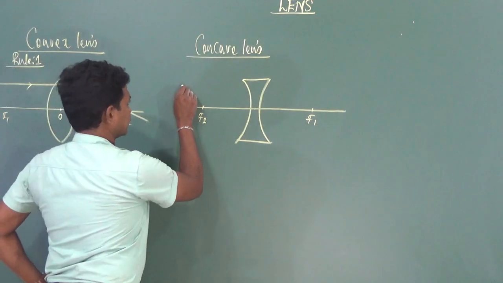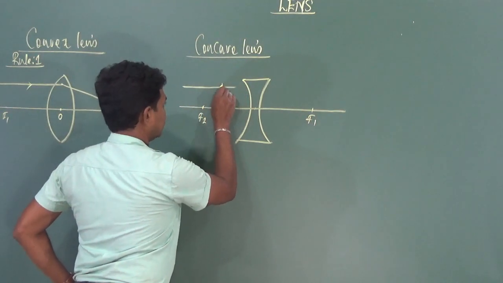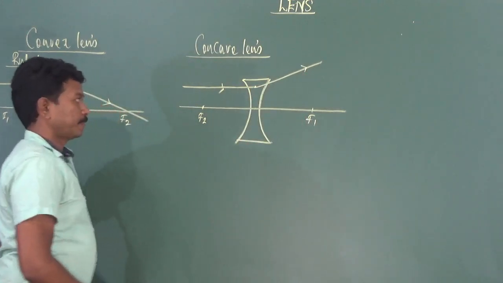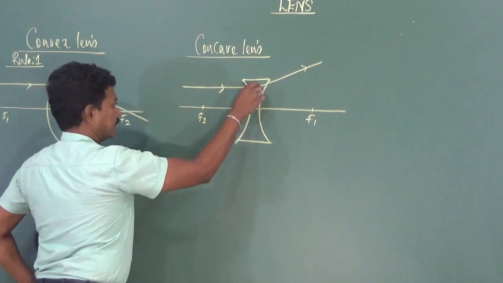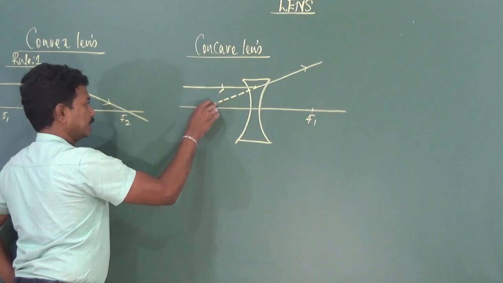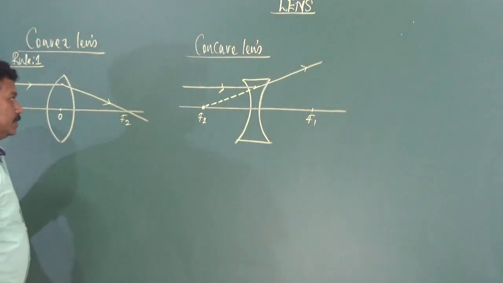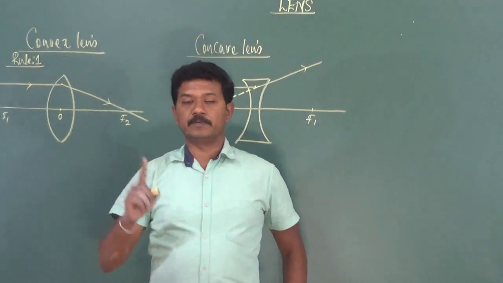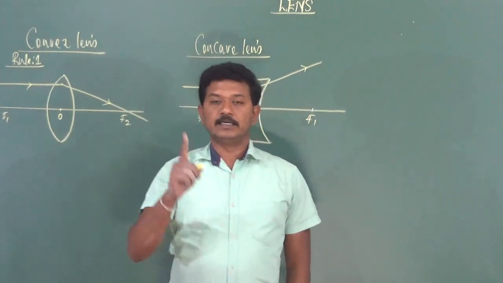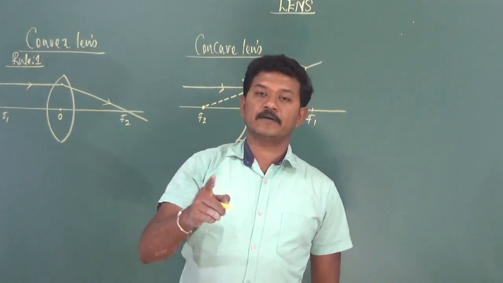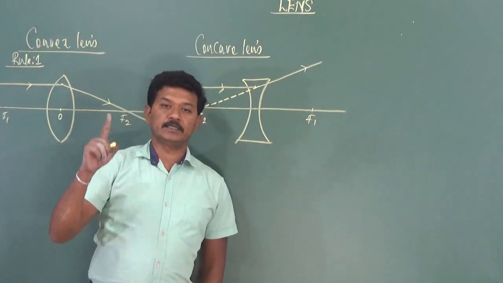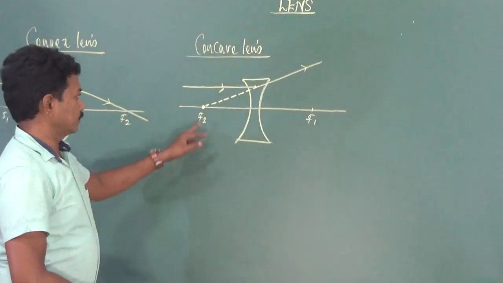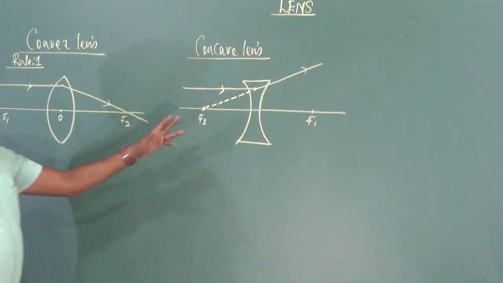Now, if a light ray traveling parallel to the principal axis gets refracted through the concave lens, it is going to get deviated, because concave lenses are diverging lenses. This diverged light ray appears as though it has started from the principal focus. So this is rule number 1 you have to remember. Whenever a light ray traveling parallel to the principal axis gets refracted by a convex lens, it is going to pass through the principal focus. Or if a light ray traveling parallel to the principal axis meets a concave lens, after getting refracted, it appears as though it is starting from the principal focus. This is rule number 1 you have to remember.